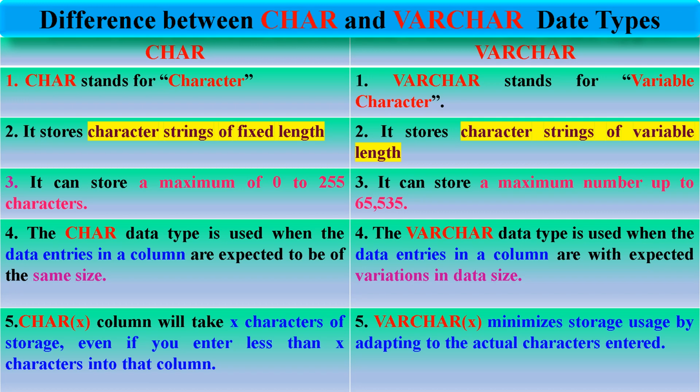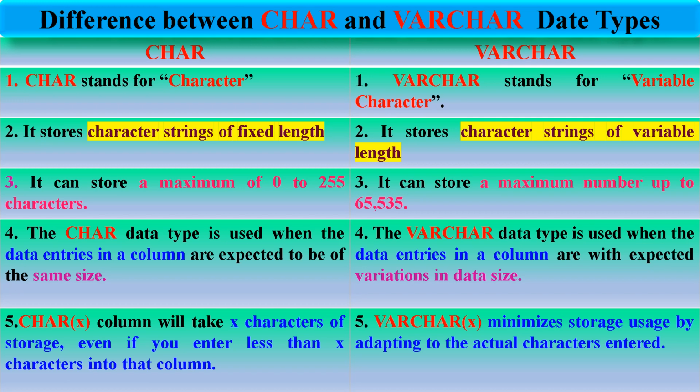For example, if you have a CHAR of 10 column and you enter hello, which is 5 characters long, it will be stored as hello with 5 additional spaces added to make it a total of 10 characters. This fixed-length storage ensures that every value in the column occupies the same amount of storage, maintaining consistency, but it may lead to some wasted space when storing shorter values. Whereas VARCHAR of x minimizes storage usage by adapting to the actual characters entered.